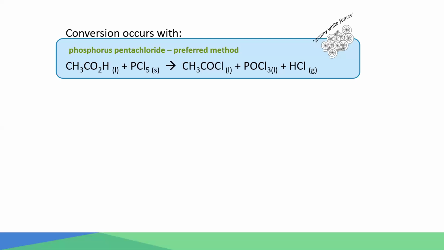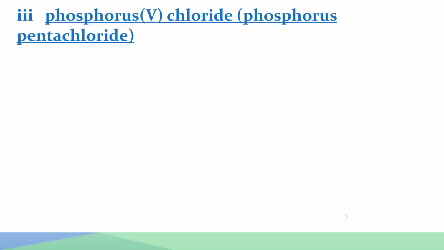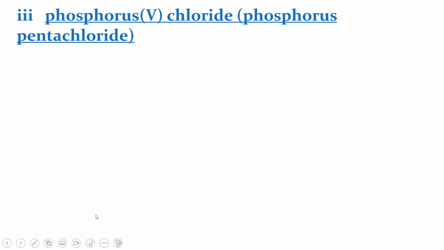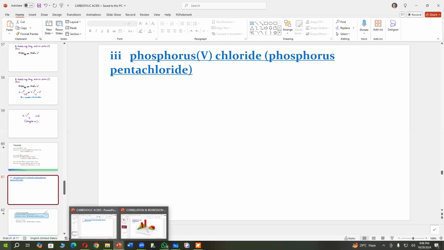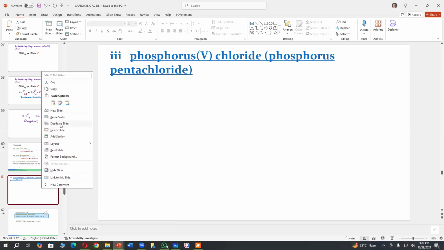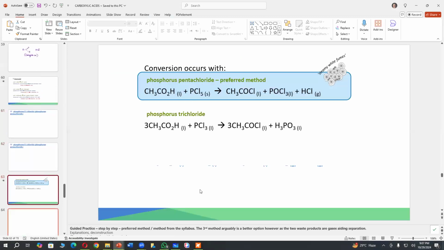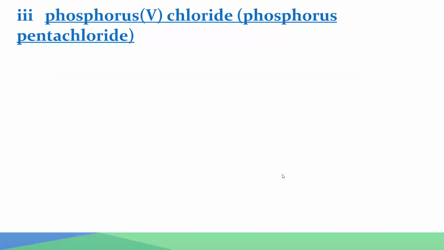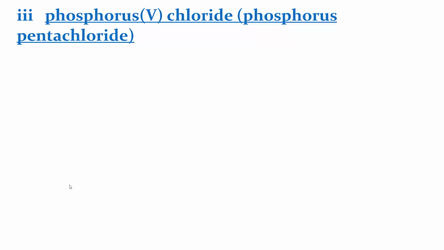And we get POCl3 and HCl. They are typical fumes. And remember, PCl5 is an important reagent. As usual, we should first go for the word equation. Give the heading here.